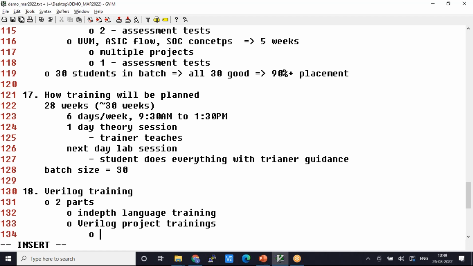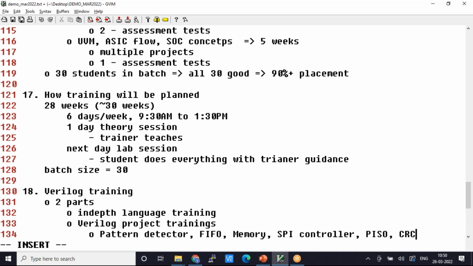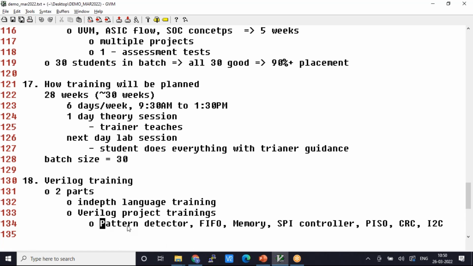This is where you learn things like pattern detector, FIFO, synchronous FIFO, asynchronous FIFO, memory design and test bench, SPI controller, parallel in serial out, CRC generation. Sometimes we introduce the students to I2C also. And this is what is going to give you the advantage.